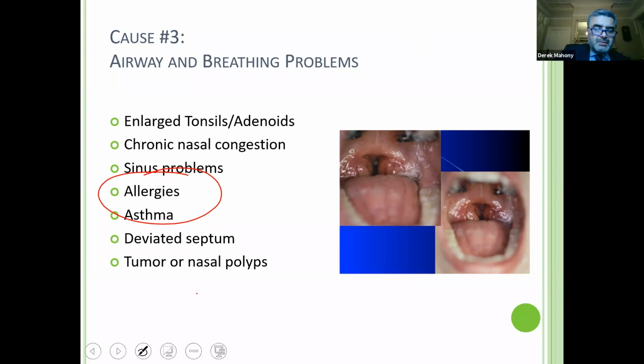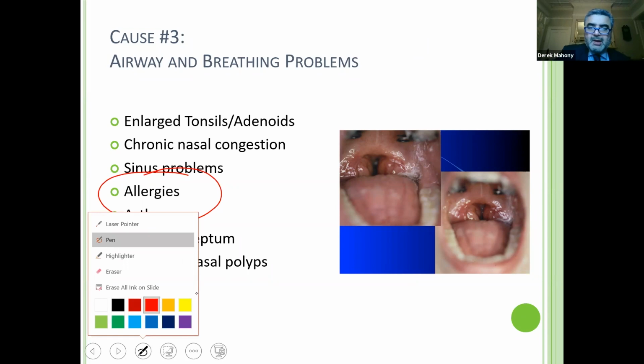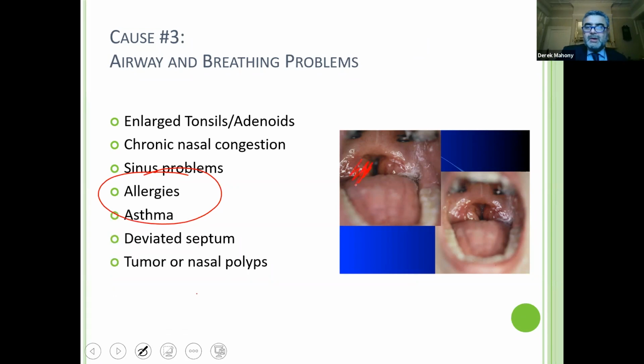But imagine if this one was normal and then the other one was like that, that's a dangerous problem, right? So whether it's enlarged tonsils or enlarged adenoids or chronic nasal congestion because of sinus or asthma, all of these are causing a problem.